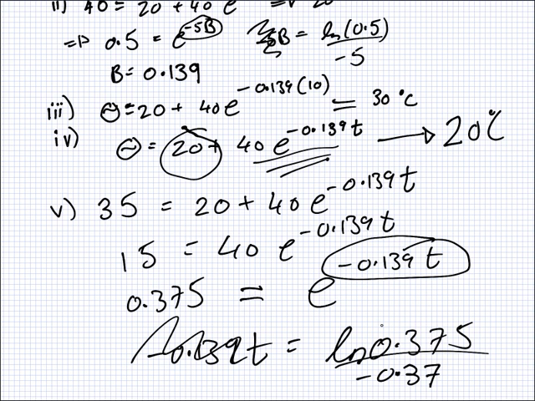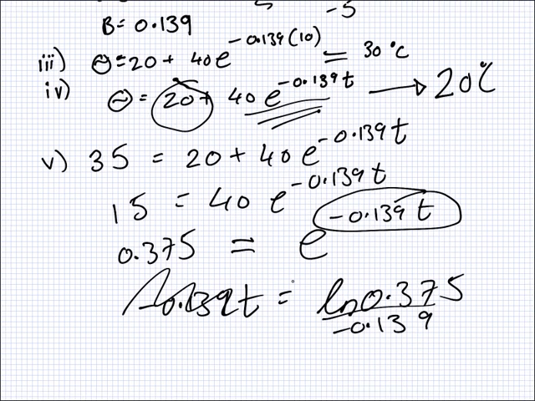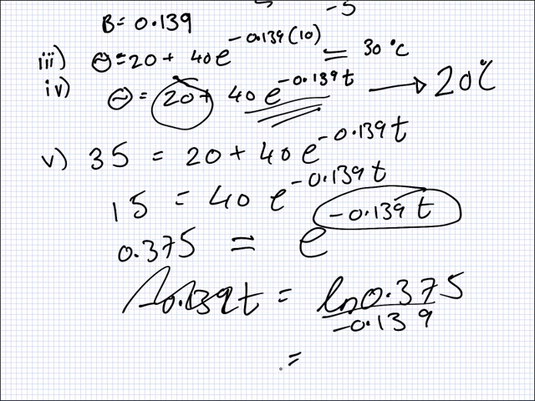No, that was 139. Sorry, minus 0.139. Okay, so what do we get for the T there, please? 7.056, so 7.06 minutes. I would like you to convert that into minutes and seconds, please. And anybody who says 7 minutes and 6 seconds gets a slap in the face.